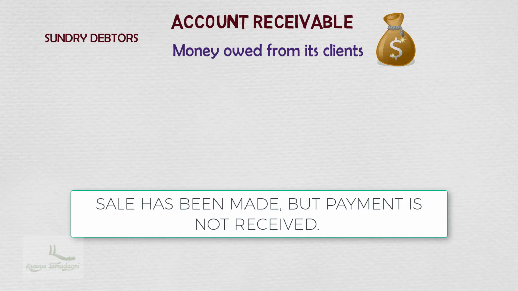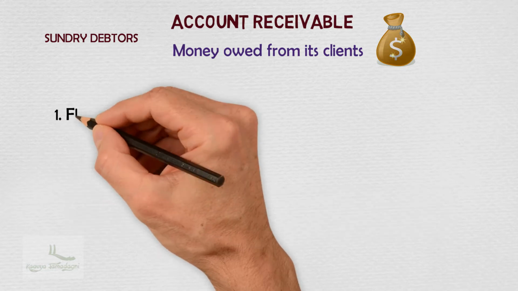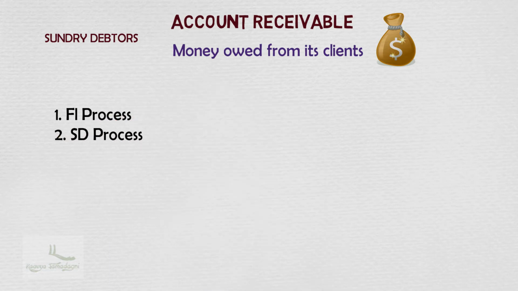The account receivable process has two types. The first type is FI, that is the financial accounting process, and the second type is SD, that is the sales and distribution process. What are the two types? It is FI, the financial accounting process, and SD, the sales and distribution process.